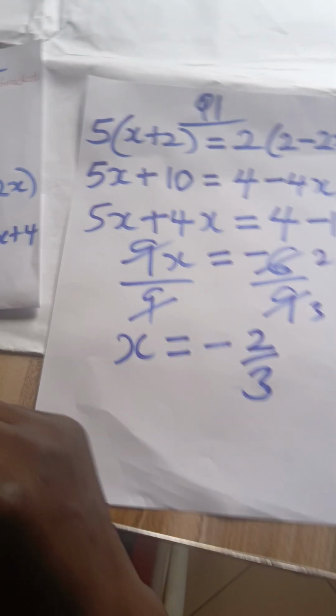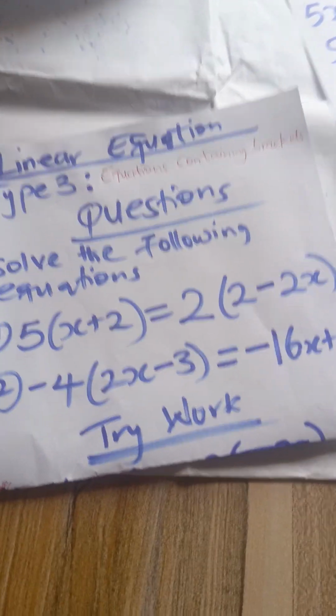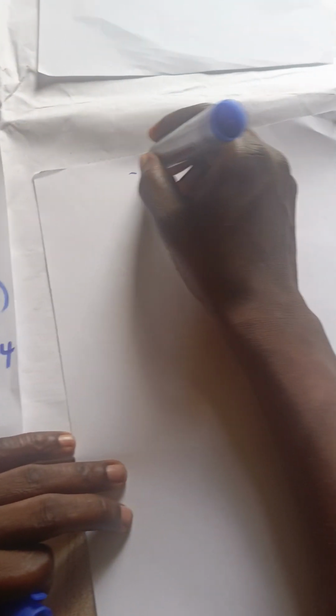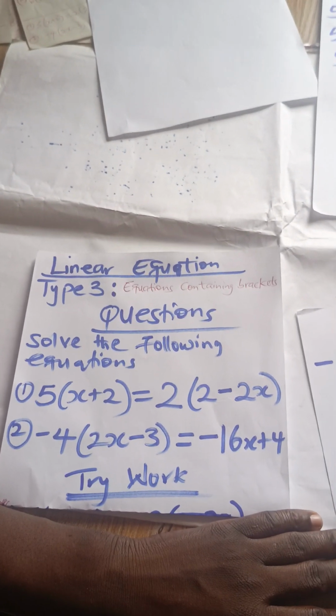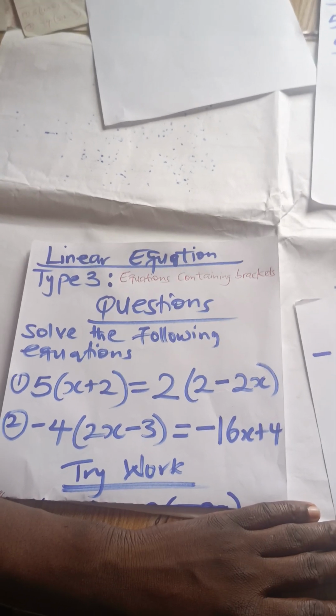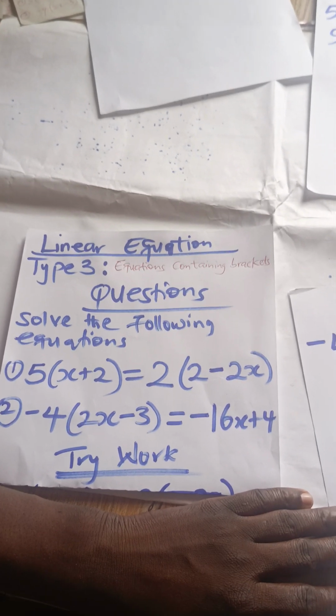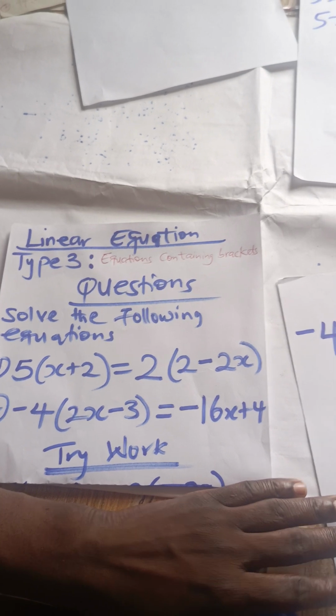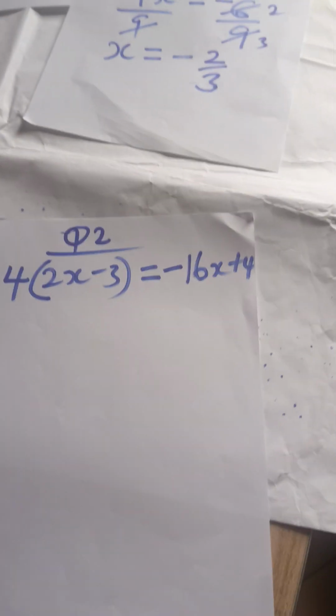Now let's go to the question 2. Now let's take a different sheet for the question 2. So I write my question 2. Question 2 is negative 4 bracket open 2x minus 3 is equal to negative 16x plus 4. This is also an equation. Now let's remove the bracket.